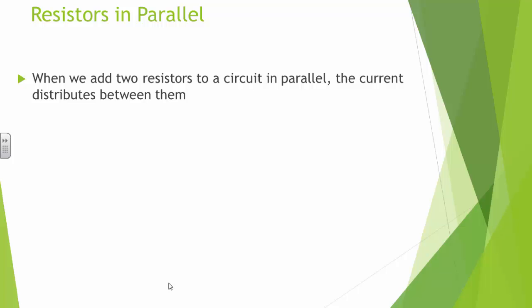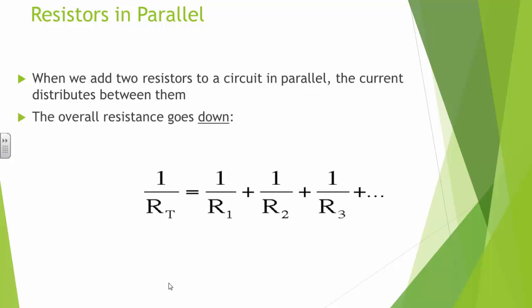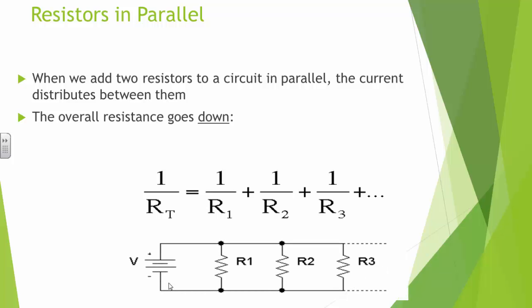So with regards to resistors in parallel, we know that the current distributes between them. We know the overall resistance goes down because the current obviously goes up with each resistor we add. Well, in fact, the mathematical expression for this is 1 over the overall resistance is equal to 1 over R1 plus 1 over R2 plus 1 over R3, etc., etc. So for this circuit then, we can calculate the overall resistance.